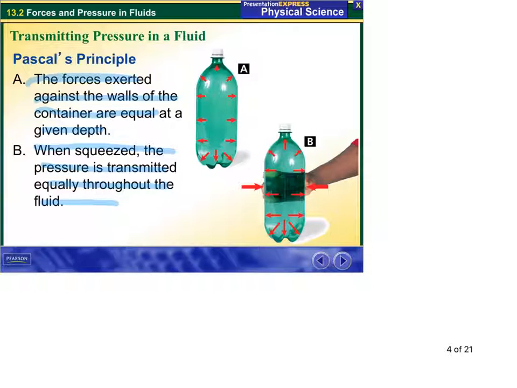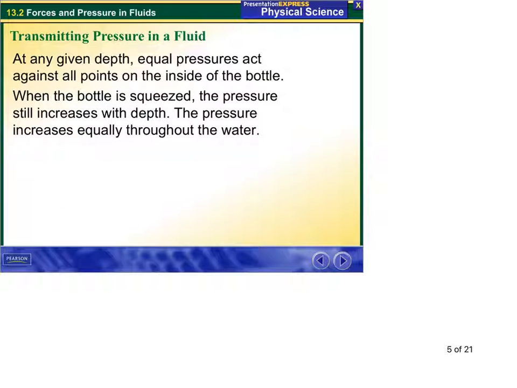The pressure here is transmitted all throughout the fluid. So at any given depth, equal pressures act against all points on the inside of the bottle. When the bottle is squeezed, pressure still increases with depth, but it increases equally throughout the water.